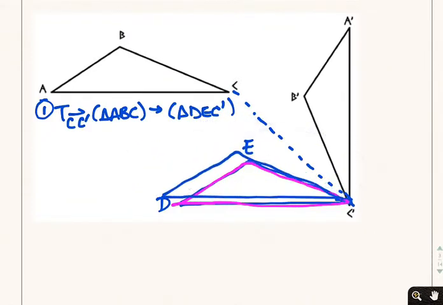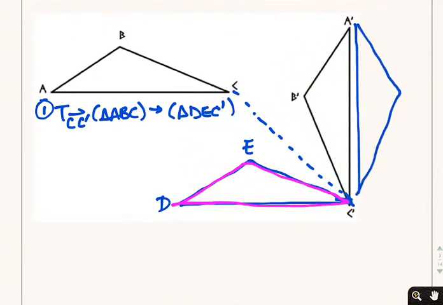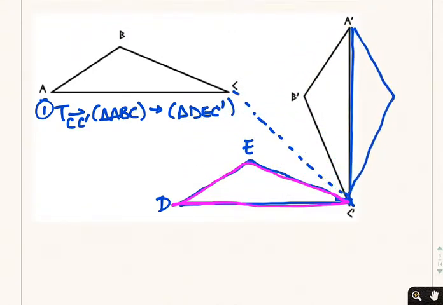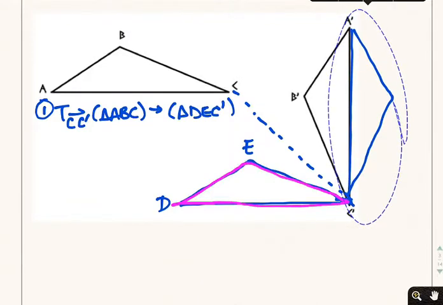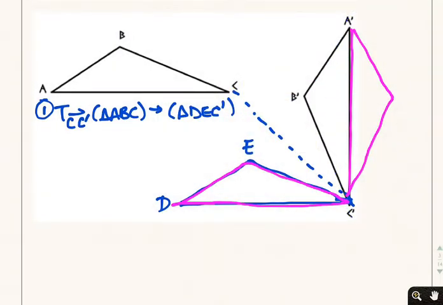Okay. So this triangle is going to move and rotate this away. Let me change that to pink so it matches. Okay, so again, we have to pick some new letters here. A prime and C prime are fine. I'm going to call this point F.